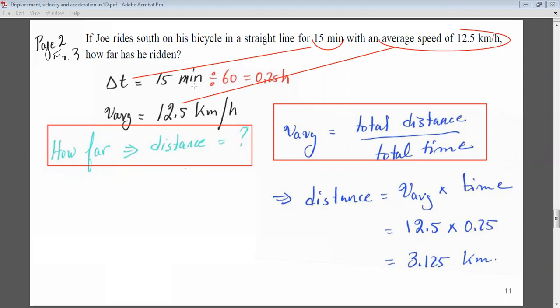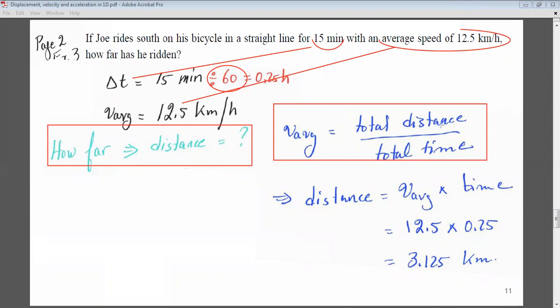How do we change minutes to hours? We divide by 60, because 1 hour is 60 minutes. So 1 minute is 1 hour over 60. So I divide by 60, and it's 0.25. Now I have proper units.